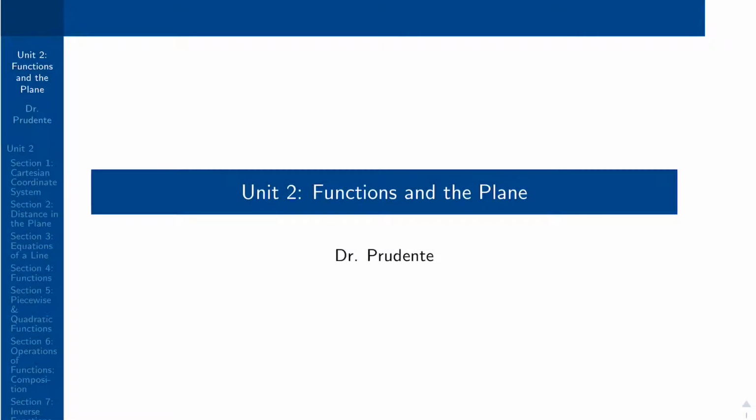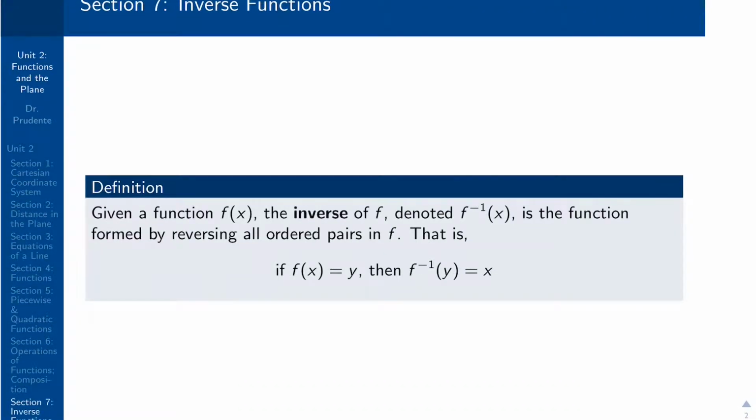Today we're going to be talking about inverse functions. So given a function, the inverse of f, which we denote as f to the negative 1 of x, will be the function formed by reversing all ordered pairs in f. So what we can say is if f of x is equal to y, then for the inverse, it gets flipped. F inverse of y will be equal to x.